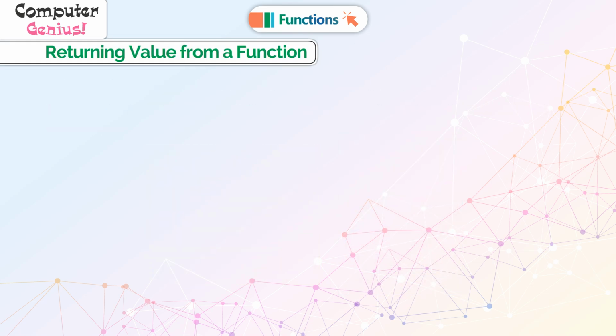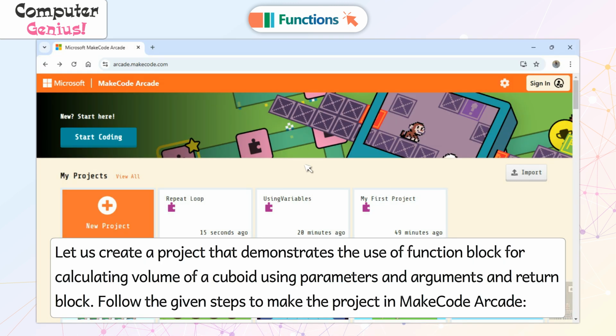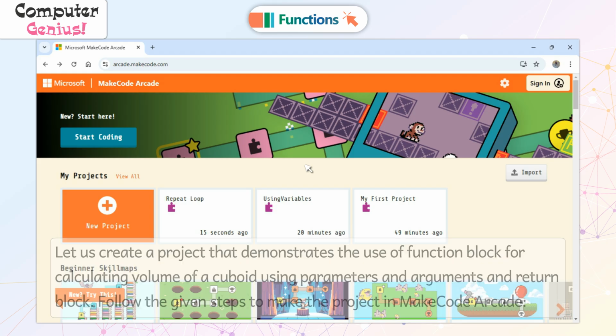Returning value from a function. The main purpose of using functions is to get rid of the repetitive block of code. So, when an operation is performed inside a function, it gives back a value, which can be used later in the program to get the results, which makes a function more useful. Let us create a project that demonstrates the use of the function block for calculating the volume of a cuboid using parameters and arguments and the return block. Follow the given steps to make the project in Make Code Arcade.